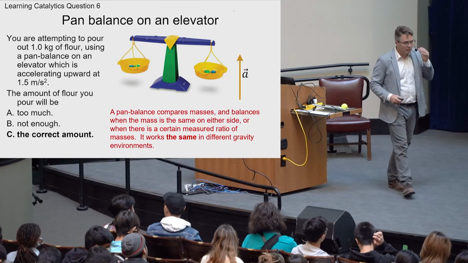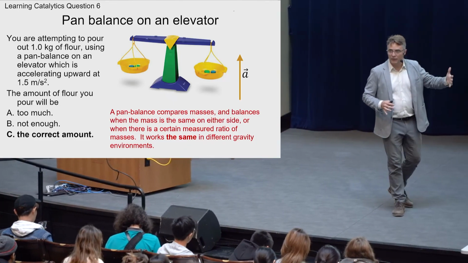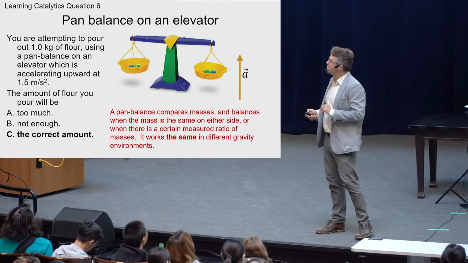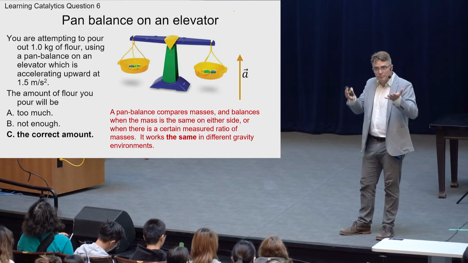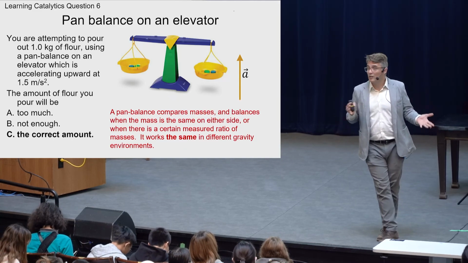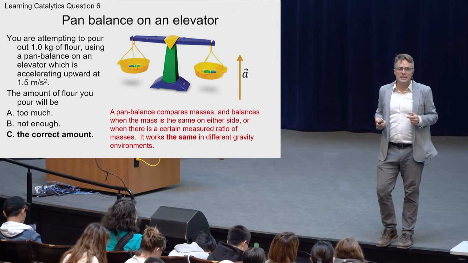Okay, so what we're doing with a pan scale is simply comparing two masses. Sometimes it's rigged so you're comparing a ratio of two masses, but when you have the same mass on either side, it balances out. So it doesn't matter what the force of gravity is. It would still work on the moon, it would still work on Jupiter or something like that, and it would still work in an accelerating elevator.